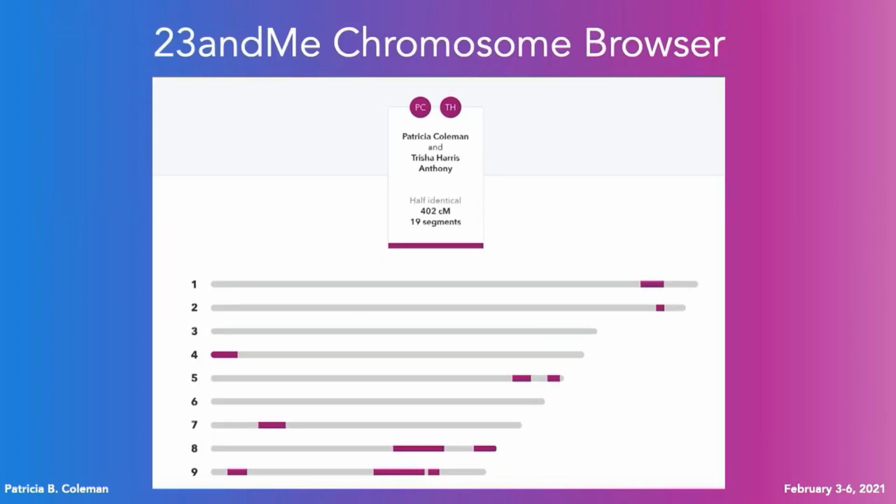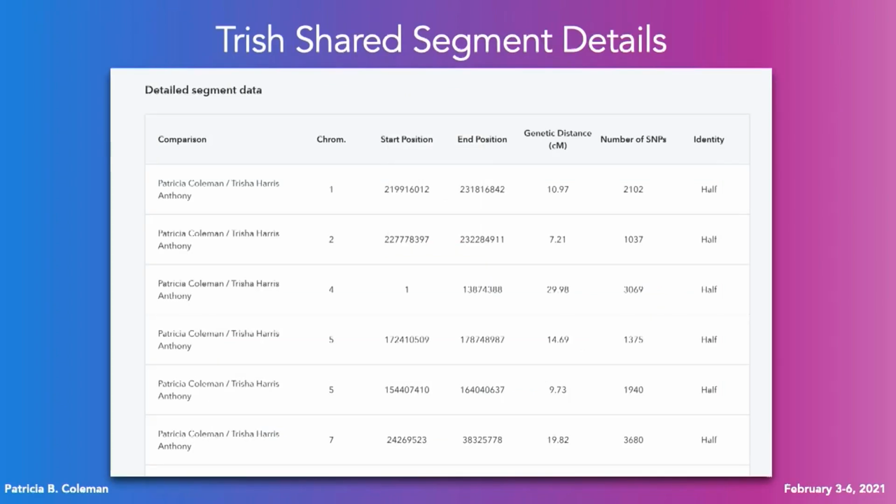So here's the 23andMe chromosome browser. It says that we share a total of 402 centimorgans across 19 segments. Now this only shows part of the chromosome browser. I can't fit it all on the slide and have you still be able to read the slide. If I scroll to the bottom of the screen, I get a table that shows the chromosome number, the start, the end, and how many centimorgans we share on that particular segment.